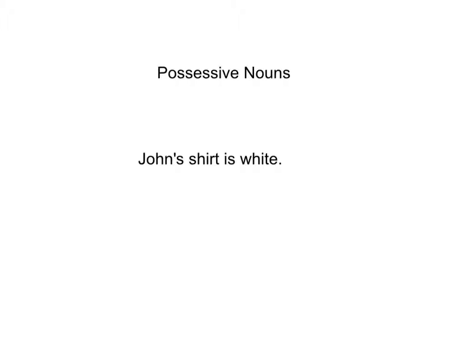All right, here's a very simple sentence. John's shirt is white. As you're going to see, there's an apostrophe after the N in the name John. And the reason why is because we want everyone to know that the shirt belongs to John, that John owns something. What does John own? John owns a shirt. So we use the apostrophe to let readers know that John owns a shirt.